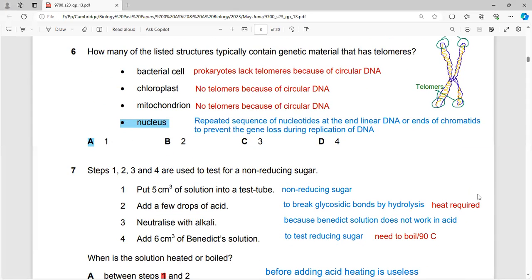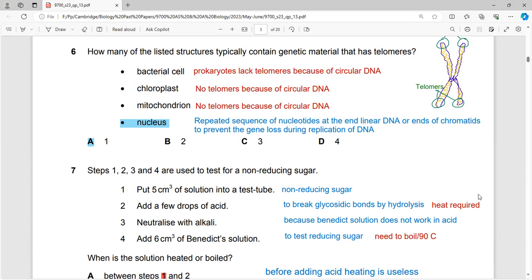The question number 6: how many of the listed structures typically contain genetic material that has telomeres? So a telomere is what? It is a repeated sequence of nucleotides. This is present at the end of the DNA or at the end of the chromatid. This repeated sequence of guanine and cytosine prevents gene loss during the replication of the DNA. So that's an important role of the telomere.